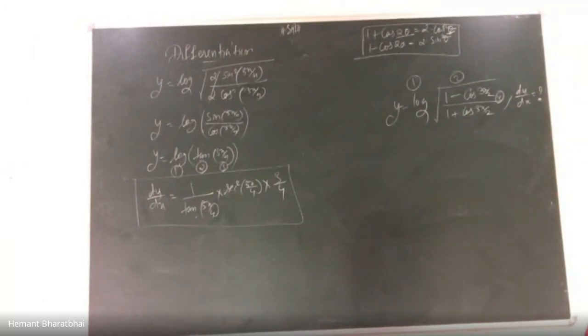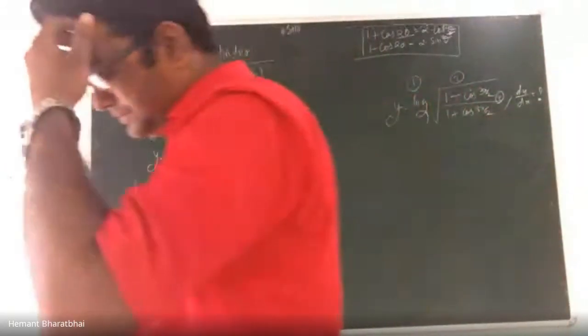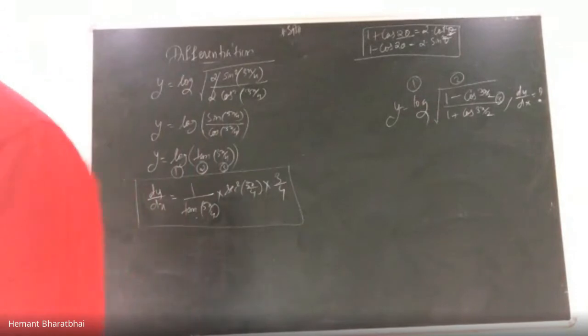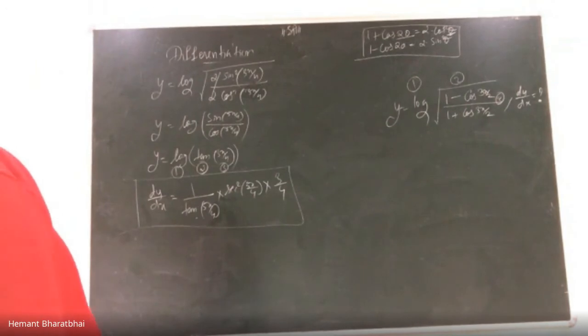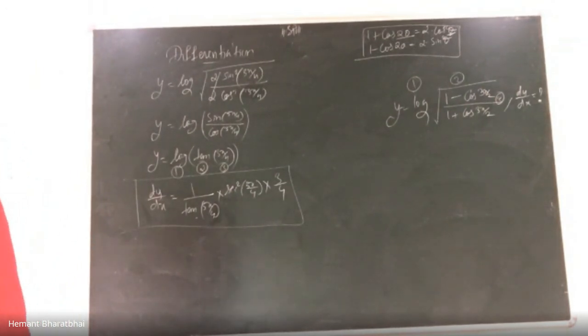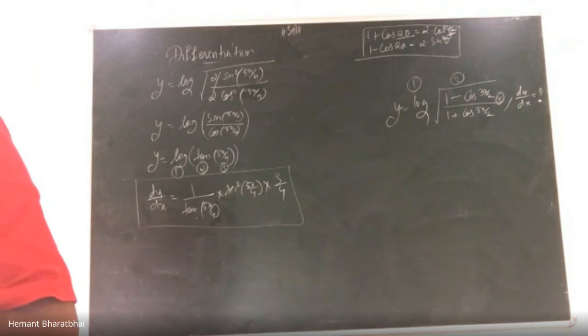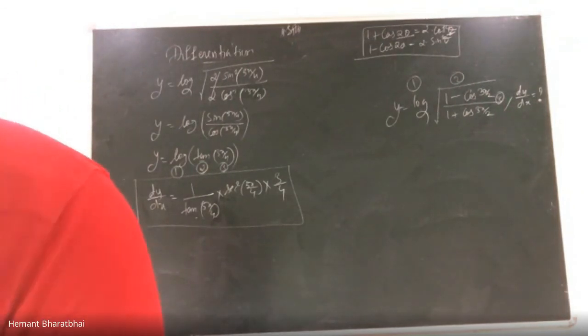So derivative of y is equal to log of root of 1 minus cos 3x upon 1 plus cos 3x is this: 3 into sec square 3x by 2 upon 2 into tan of 3x by 2. It's clear? So this numerical was only pointed out to prove that every time blindly we cannot apply the chain rule. Let's see the next numerical now.